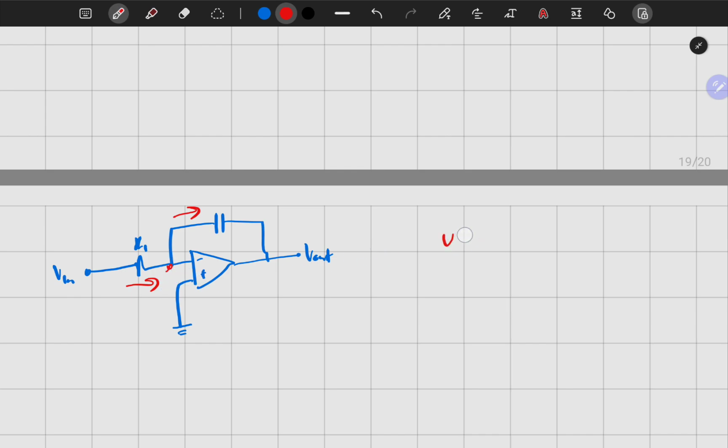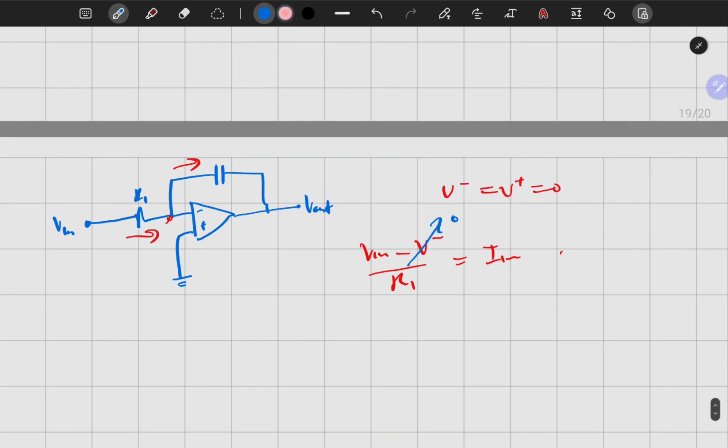V minus is equal to V plus is equal to 0, virtual grounding. That means V in minus V minus, all over R1, should give us something called current in, and we already said this will be 0, so you have literally very few things to worry about. V in all over R1 should equal current in.